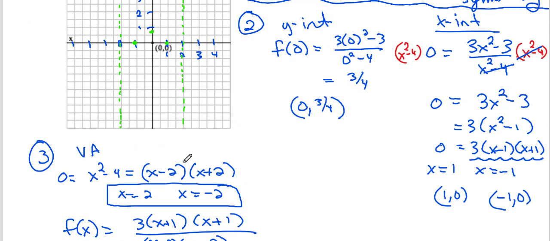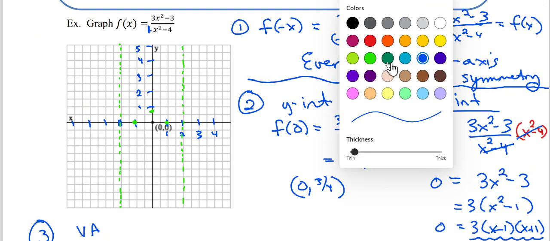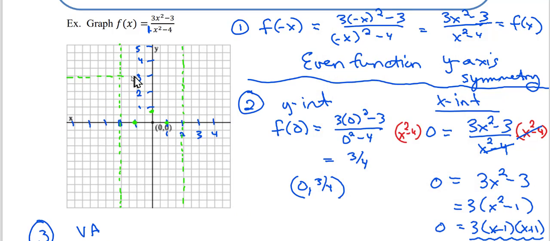Let's go back up here and put that in. That's here. So now I have a horizontal asymptote there.